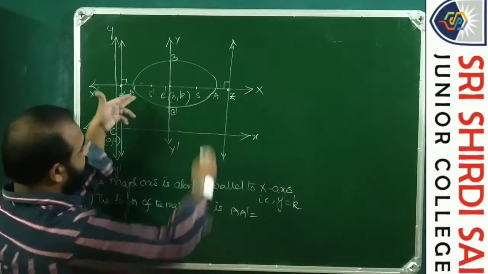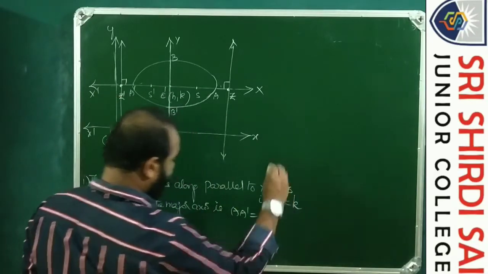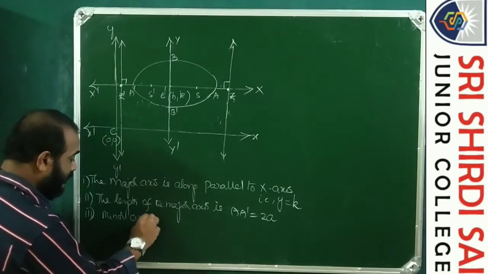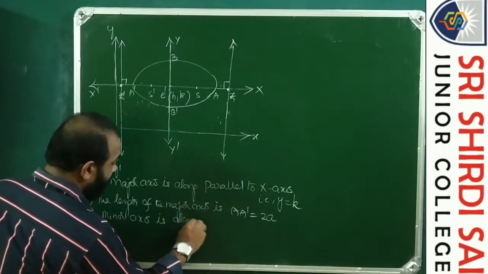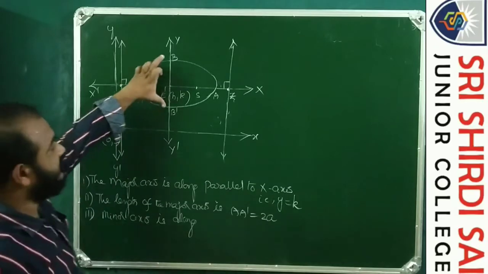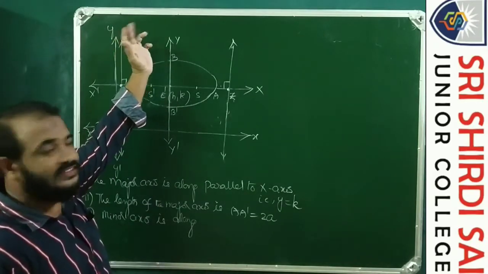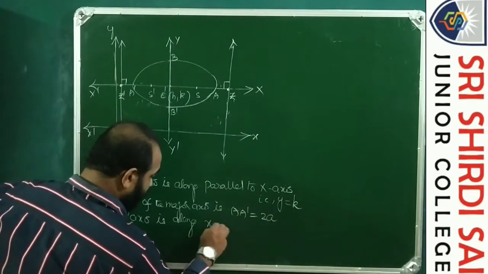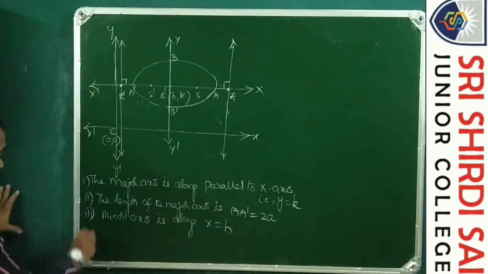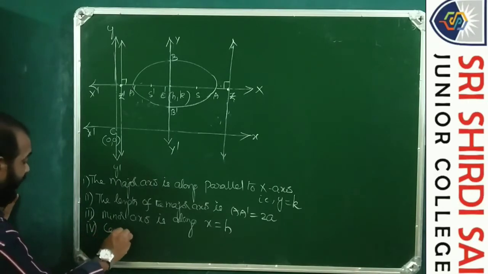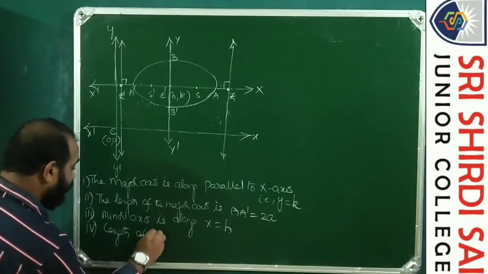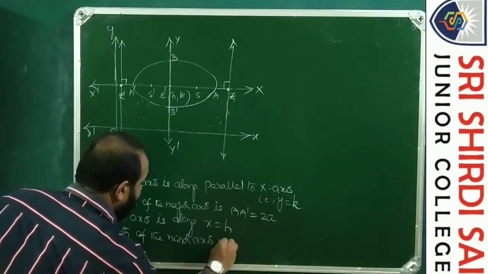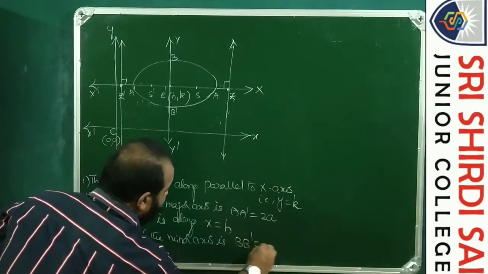This A dash is equal to 2a, and the minor axis is along, now the minor axis is this. Earlier the minor axis is y axis, x equals to 0. Here x equals to h, and the length of the minor axis is B dash is equal to 2b.